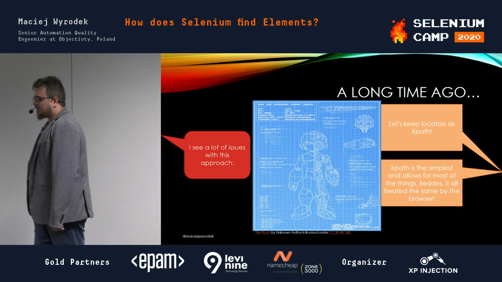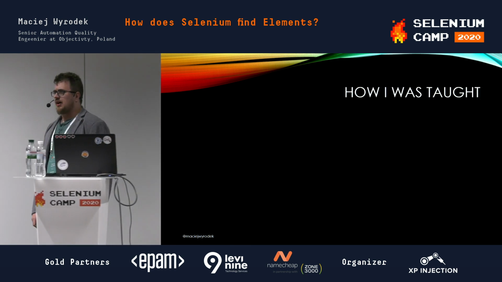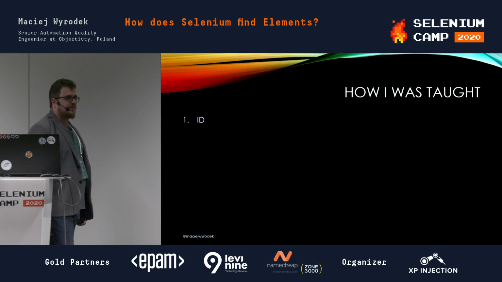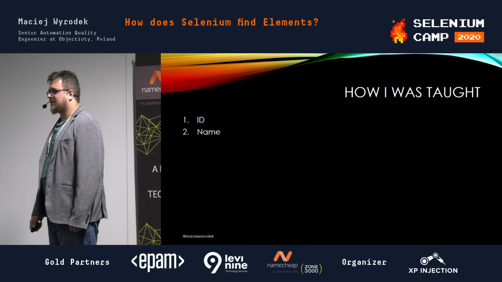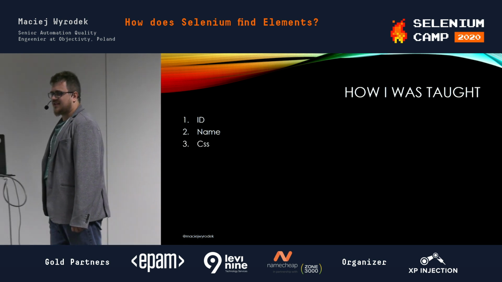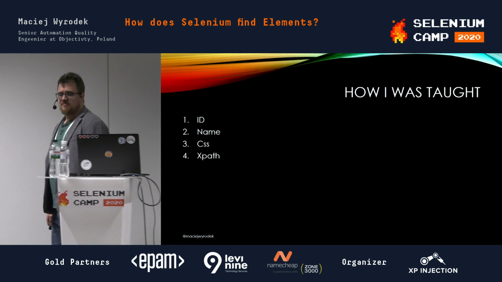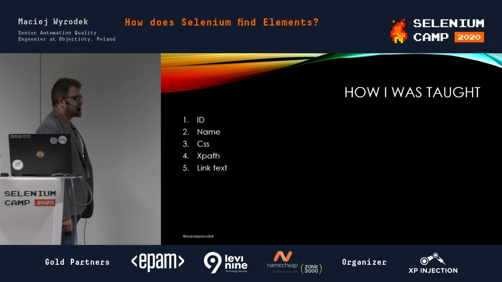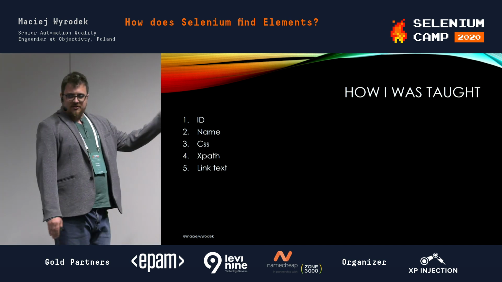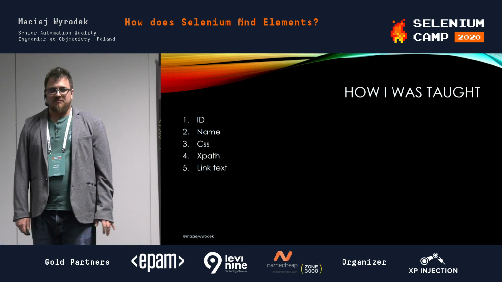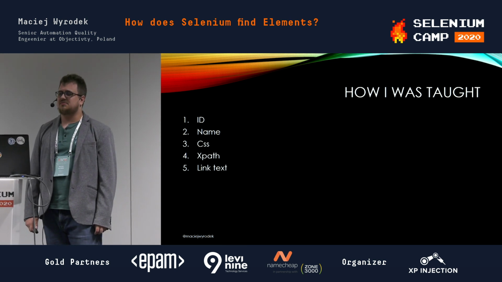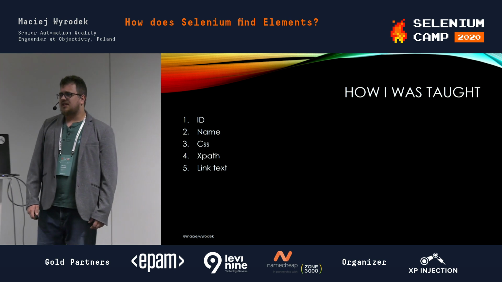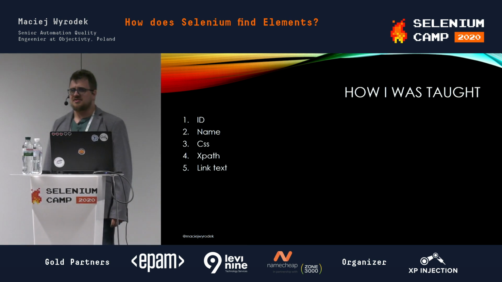When I was taught how to use Selenium, someone taught me that first you should use ID. If you cannot find ID, go for the names or classes. Then CSS selector, then XPath, and then at the end, link text. There is some error here. I will talk about it later, but this is how I was taught, and back then, it made sense to me.